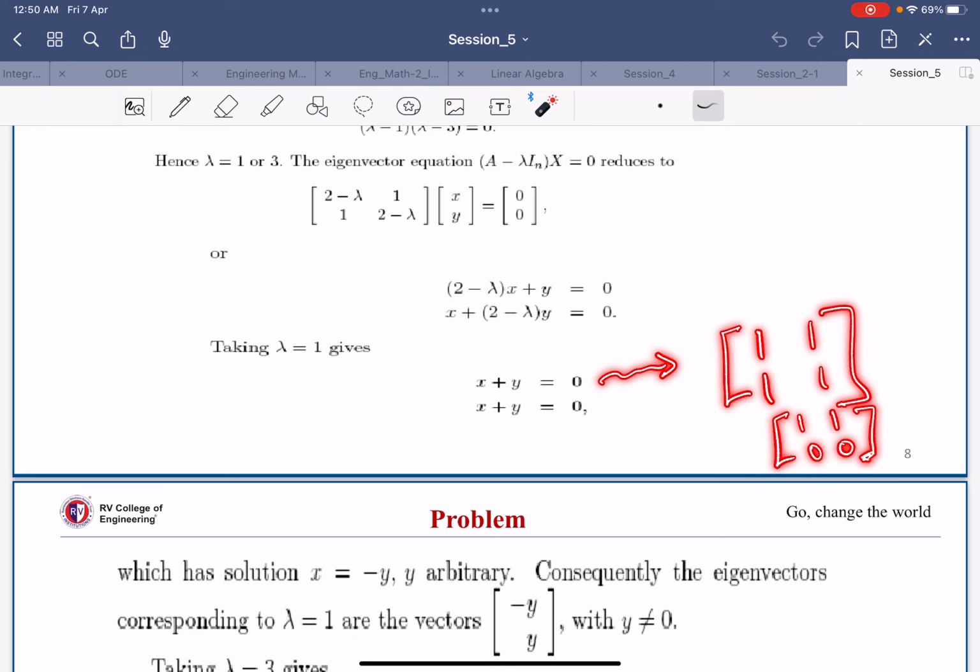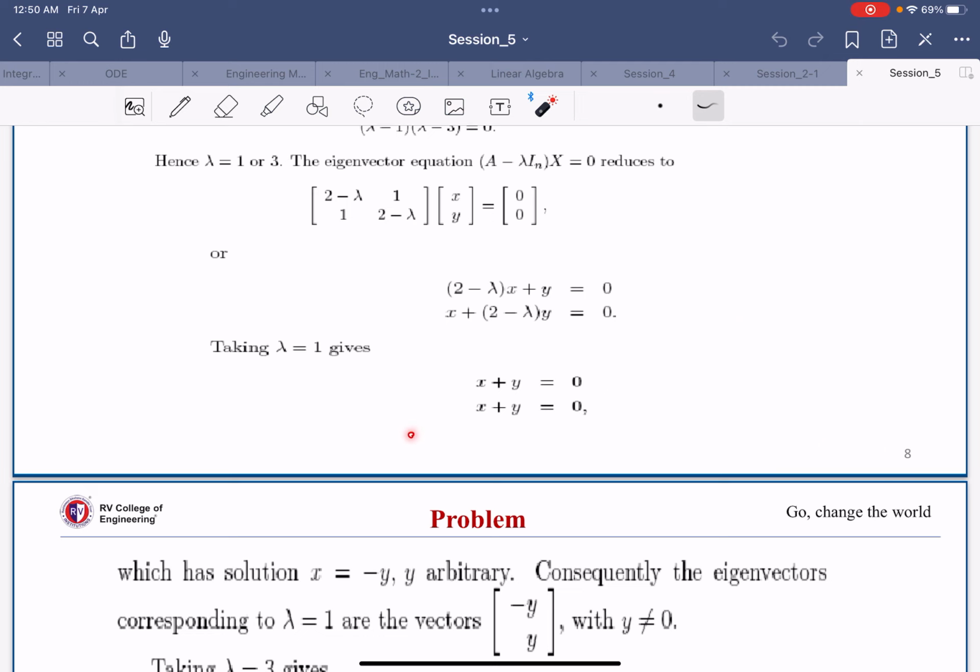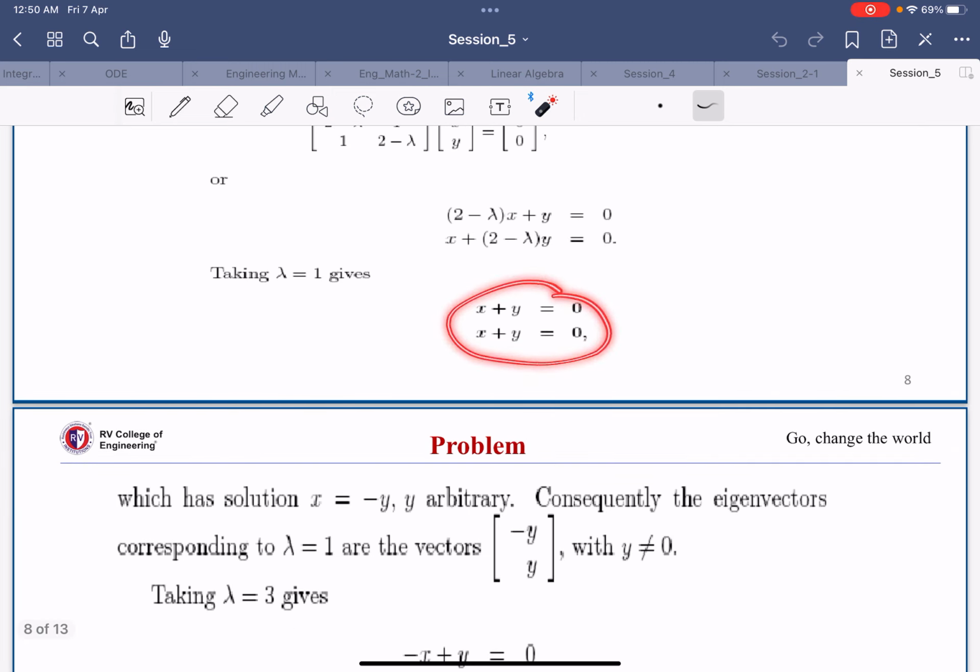Whenever this happens, we need to bring in a free variable. So the number of free variables depends on n minus r, where n is the number of unknowns. How many unknowns do we have? Two unknowns, that is x and y. What was the rank of the matrix we get? We got 1. So we need to consider one free variable. Free variable is a variable which can accept any arbitrary value. So we got the solution x is equal to minus y. We can either take y as the free variable or x as the free variable. Doesn't matter.